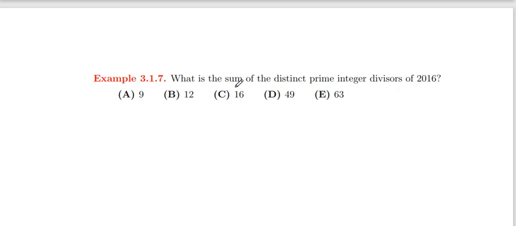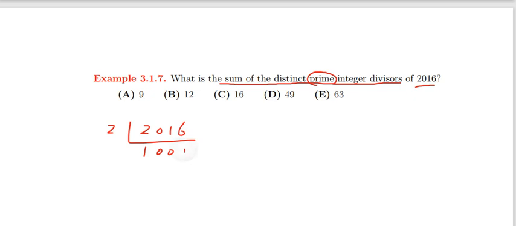Okay, for this problem, what is the sum of the distinct prime integer divisors? Here the keyword is prime. At first we try to find the prime factors or divisors. Let's say 2016. We want to factor this number. At first we try 2, and this is an even number, so divide by 2.